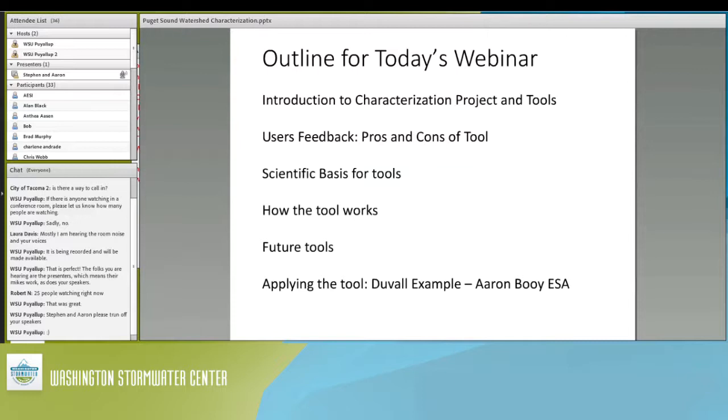And then Aaron Booy of ESA is actually going to move down to an actual application at a finer scale in the city of Duval.